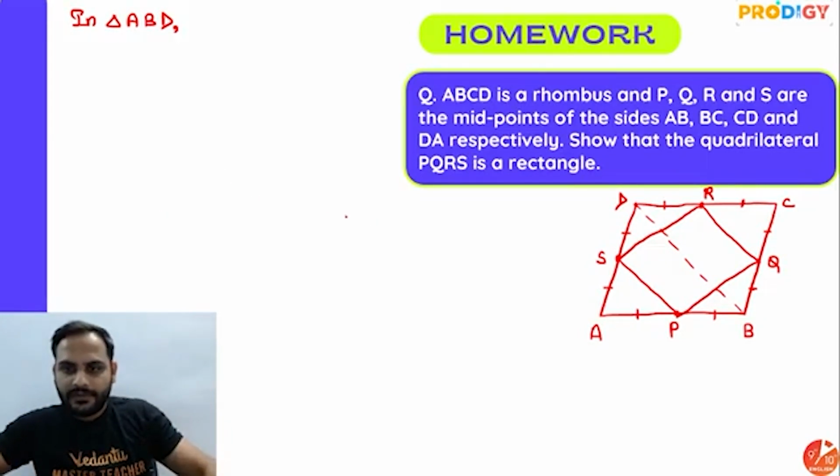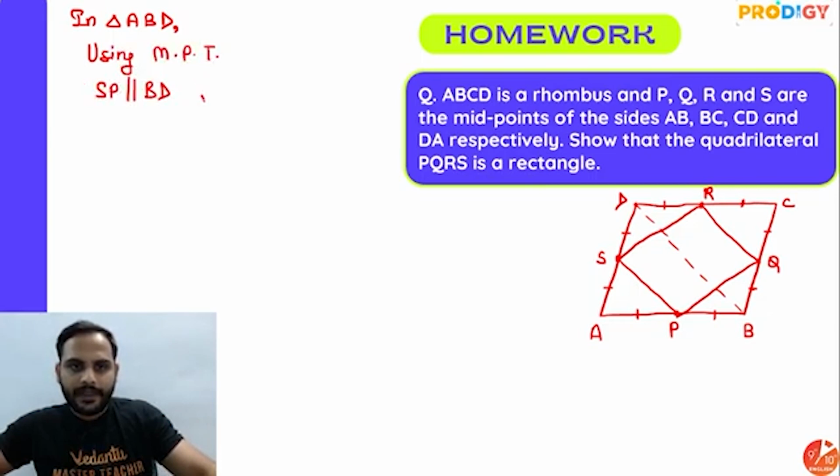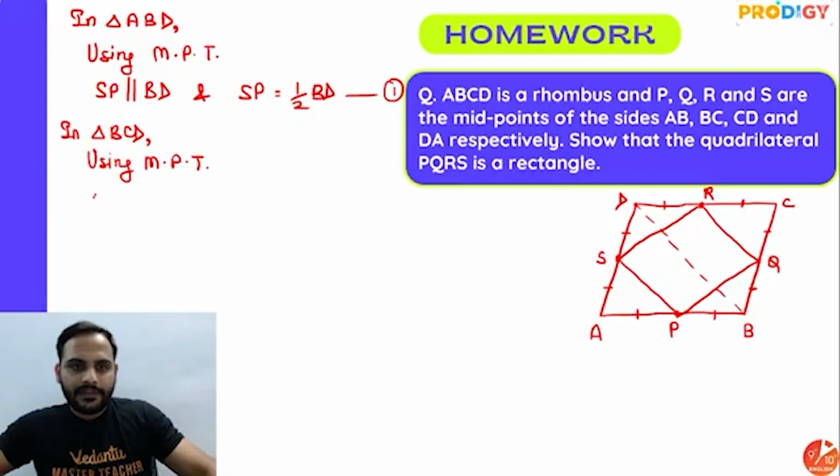So in triangle ABD, we know P is the midpoint of AB and S is the midpoint of AD. Using the midpoint theorem, SP will be parallel to BD and SP will be half of BD. This is equation number 1. Similarly, in triangle BCD, using the midpoint theorem, QR is parallel to BD and QR is half of BD. This is equation number 2.